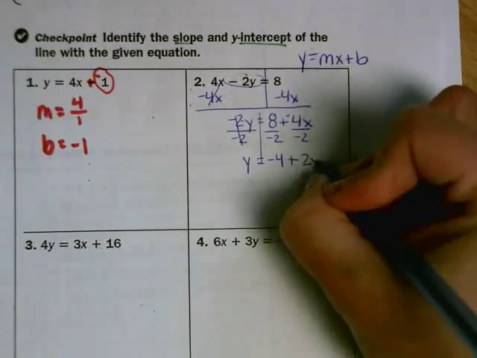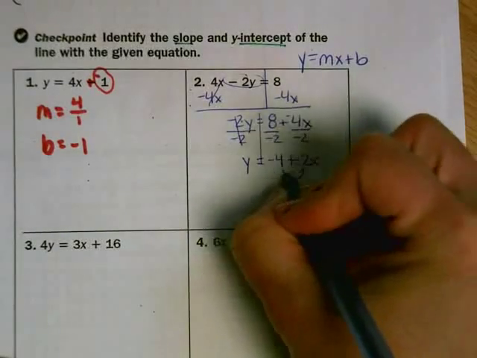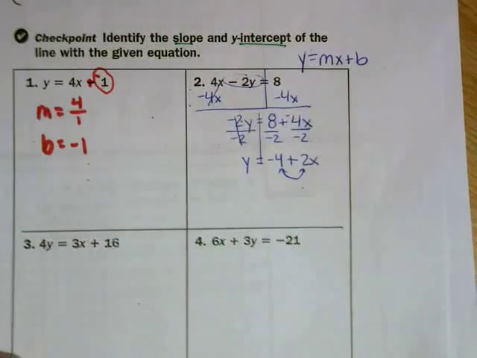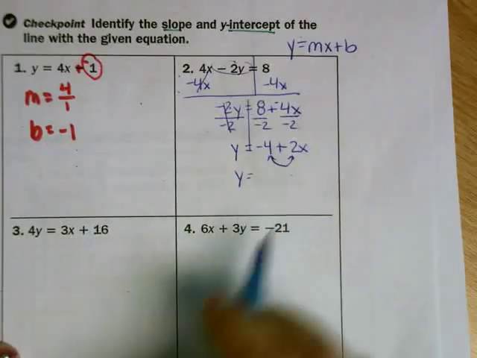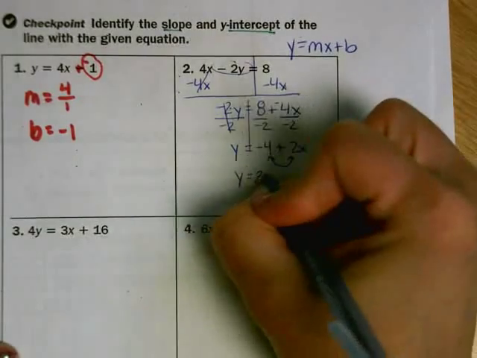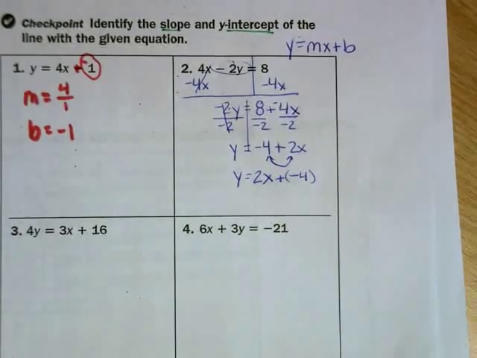Look, this one didn't even leave us with any fractions. So we're going to put this in a different order so that it is exactly in y equals mx plus b by using the commutative property and just flipping around the terms. 2x plus negative 4. So there is our y equals mx plus b.